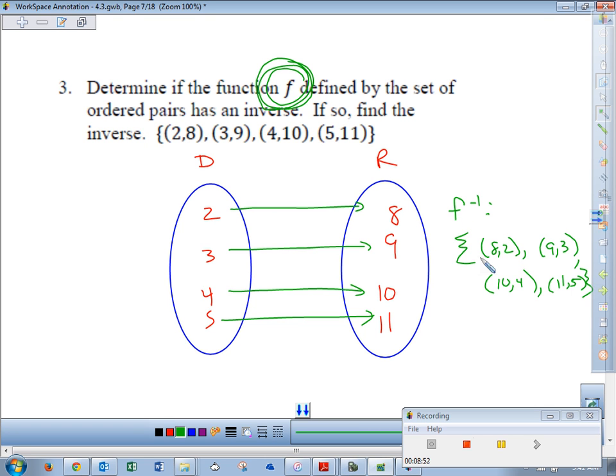Again, like I said, every relation has an inverse. You can always switch x and y around. The question that they're asking us is, is that inverse a function? It is when this guy is one-to-one. The inverse will be a function. Sweet!